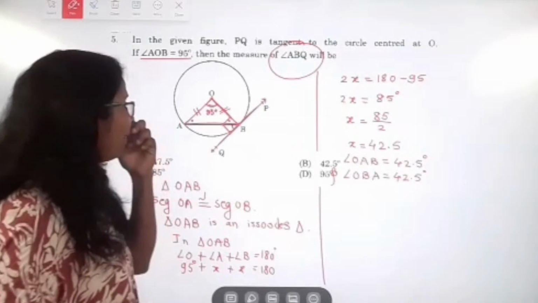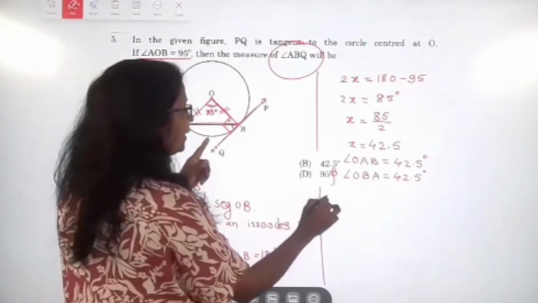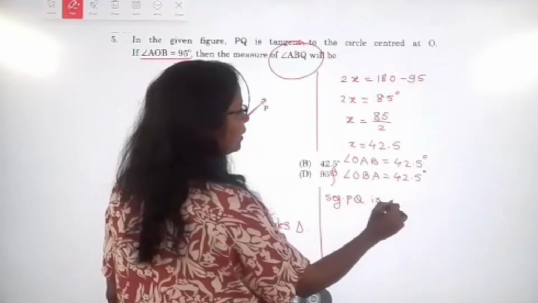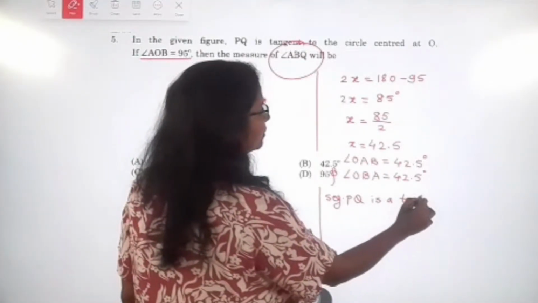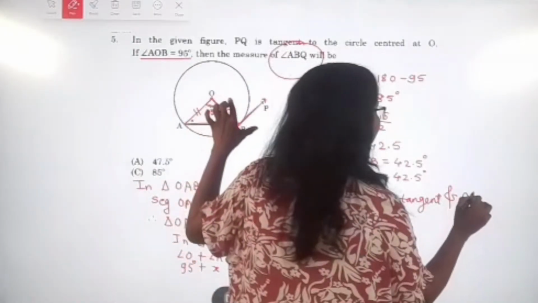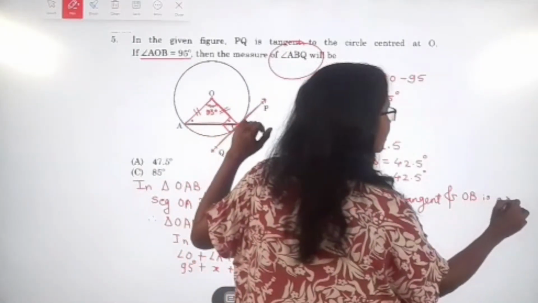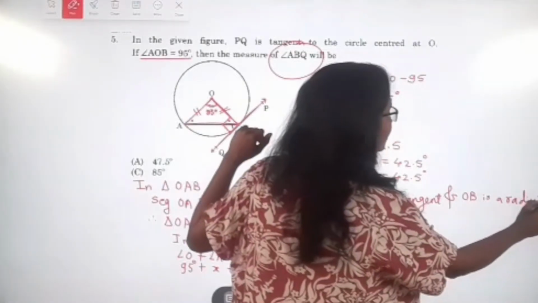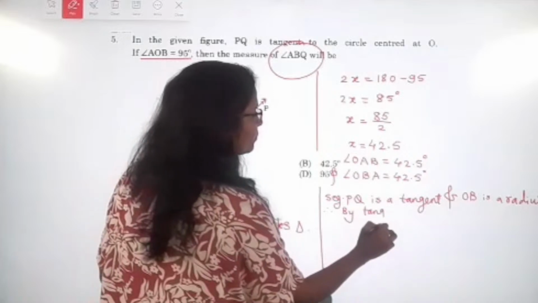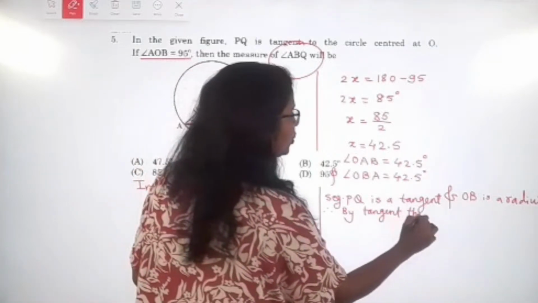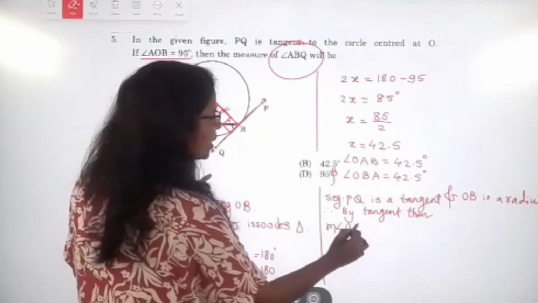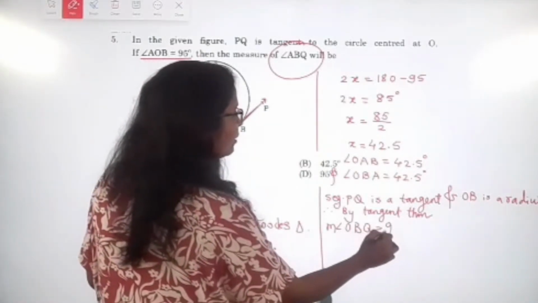Okay students, now here students that I write that the segment PQ is a tangent, segment PQ is a tangent and OB is a radius. OB is a radius. Therefore, by tangent theorem, students, measure angle OBQ is equal to 90 degree.